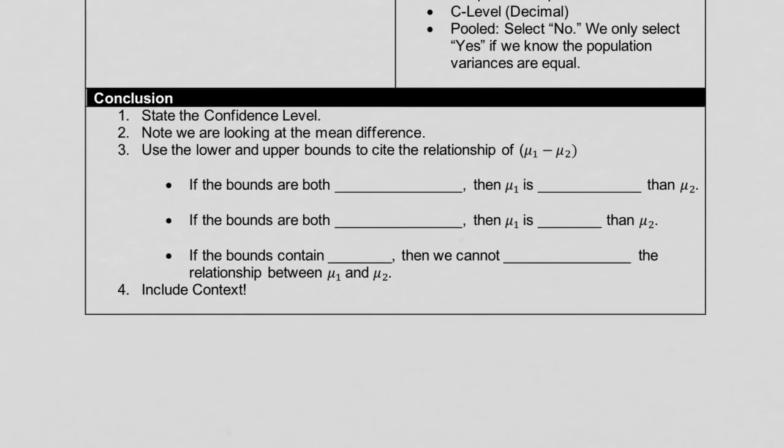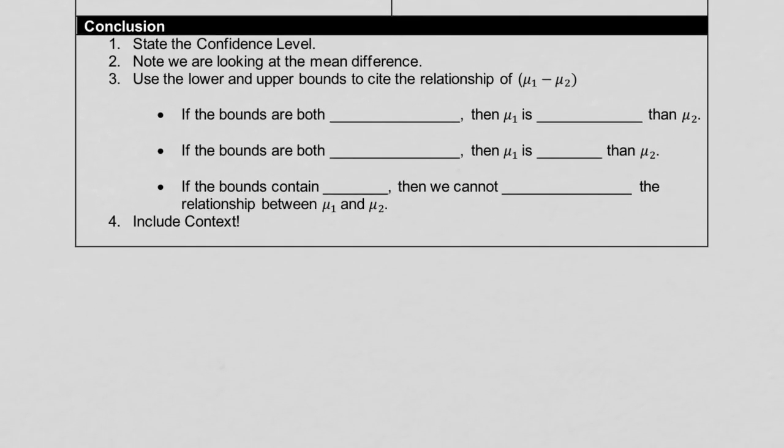Finally, we come to our conclusion. So as before, we're going to state our confidence level. We're going to note we are looking at the mean difference. In some way, shape, or form, we want to talk about that mean difference, or maybe if you feel more comfortable or it seems more logical in certain situations, you can say average difference. Then we're going to use the lower and upper bounds to cite the relationship between our population mean from group 1 and our population mean from group 2.